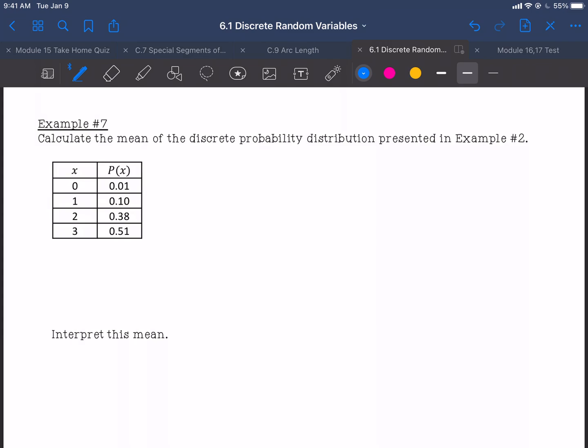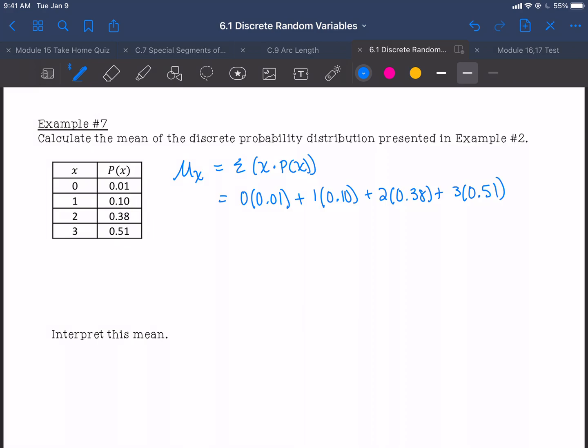So that was the free throw one. So we're going to take the sum of x times p of x, which is going to be 0 times 0.01 plus 1 times 0.10 plus 2 times 0.38 plus 3 times 0.51. And you do that and you get 2.39.